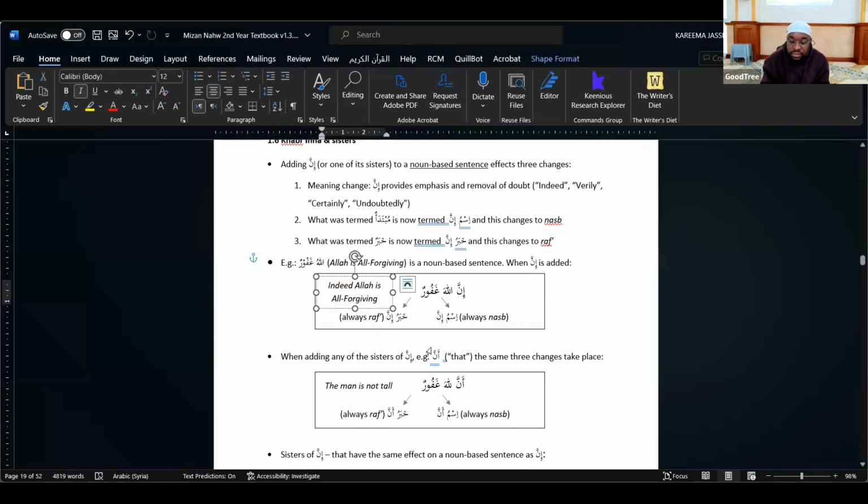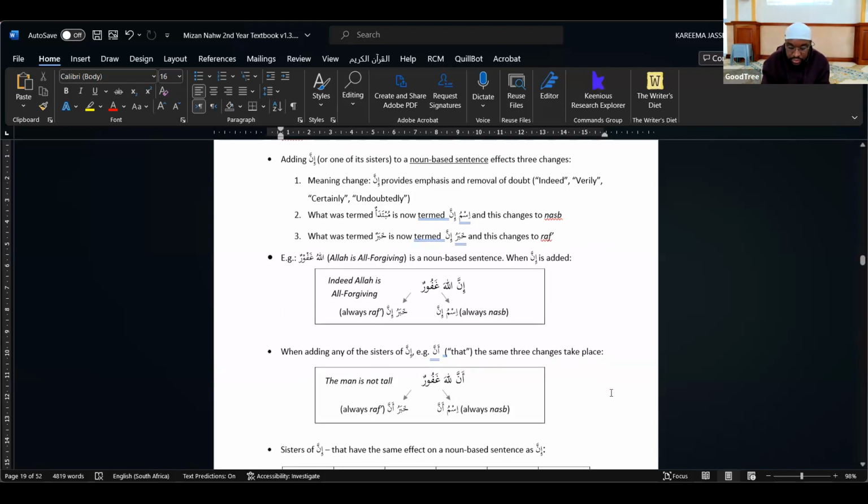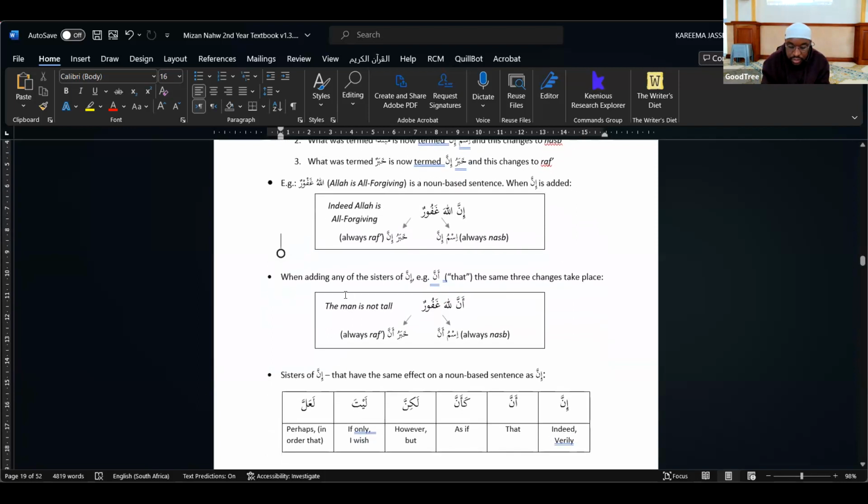The second change is the change in terminology. The word Allah used to be the mubtada. Now it's the khabar of inna... I mean, the ism of inna. It used to be in halatul rafa. Now it's in halatul nasb. Right? And the word ghafur remains in halatul rafa. But instead of calling it just the khabar, we call it the khabar of inna. Right? Next point.